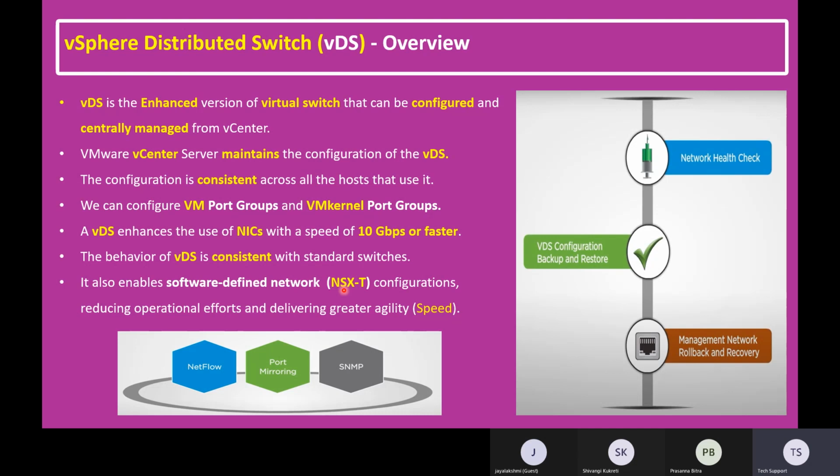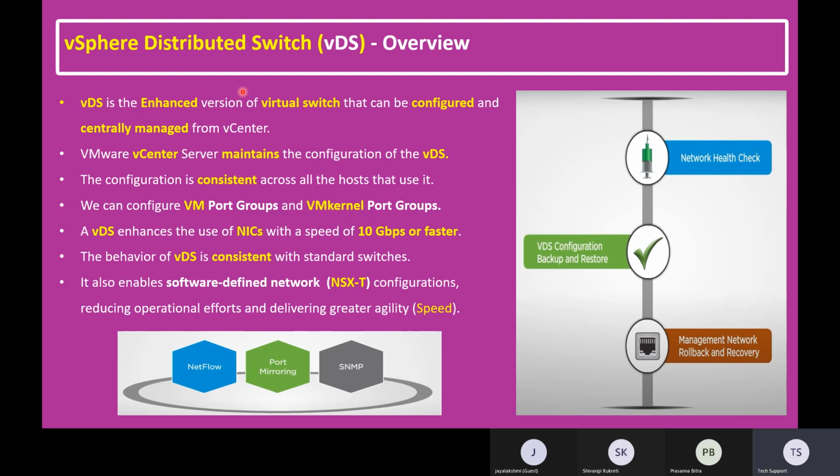And our DV switch is also compatible with our NSX-T configurations. Okay, and again, if you are using the DV switch in an NSX-T environment, our main purpose of the DV switch is reducing the operational effort. Because it's a distributed switch, all your tasks will reduce the operational effort and deliver greater agility. Agility means speed. Any task we can do very fast using a distributed switch.